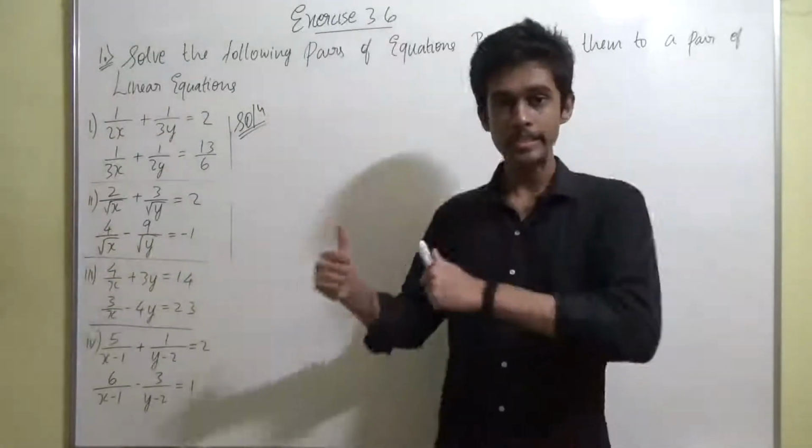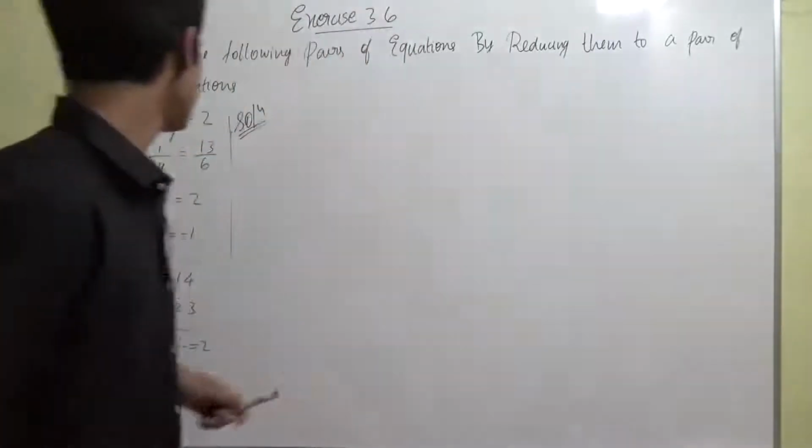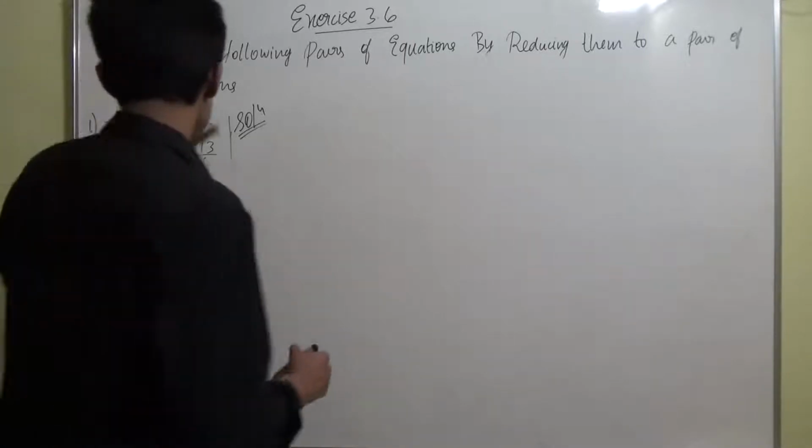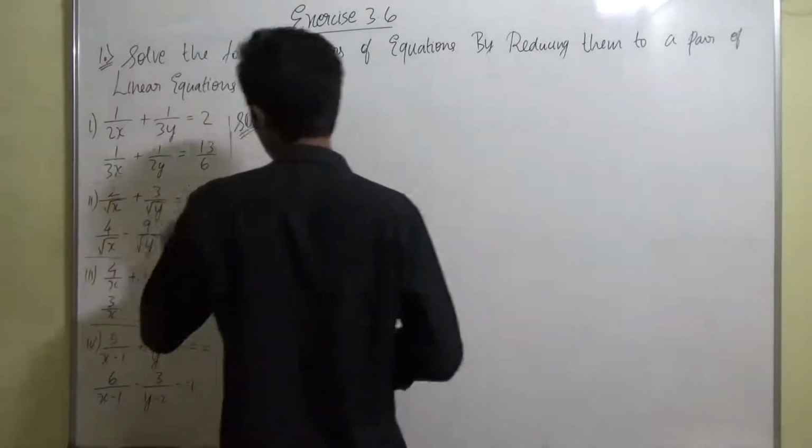Okay guys, now let's go to the second sub question. The second sub question says 2 by root of x plus 3 by root of y equal to 2, and the second equation of the second sub question is 4 by root of x minus 9 by root of y equal to -1. Now we have to solve them to find the values of x and y. Right, so here what will be the substitutions, guys? You have to substitute it, right? You have to reduce it, right?